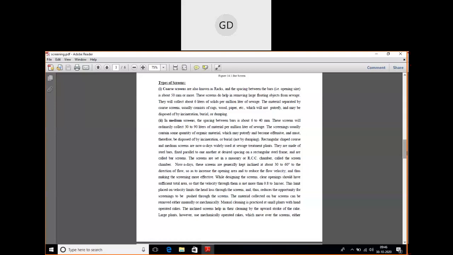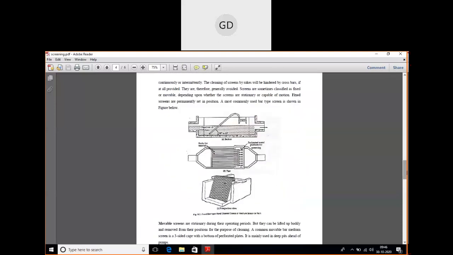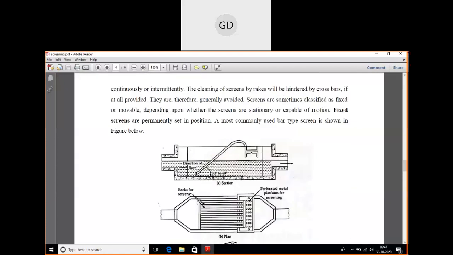So next is the diagrams. I shall show you the diagrams of the screens. You can see this one is a medium screen. This is a medium screen in the diagram you are seeing. So these are the spacings actually. So they are telling about these screens or racks. There are certain spacings in between here. This one rack, in between there are spacings. So they are talking about that.